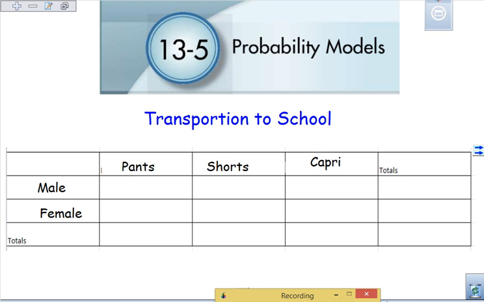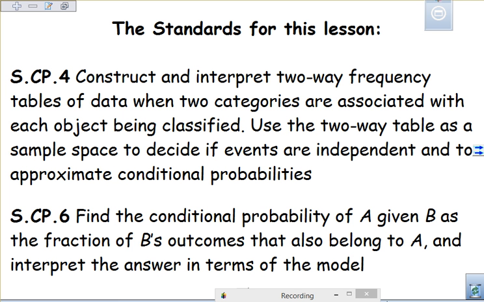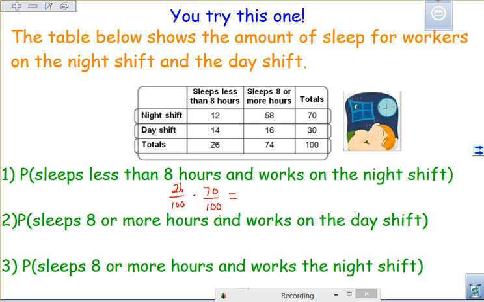Lesson 13.5, Probability Models. We're going to save this example for an in-class discussion. The standards we're looking at today are interpreting two-way frequency tables and looking at conditional probability. Here's the first slide we're going to start at.